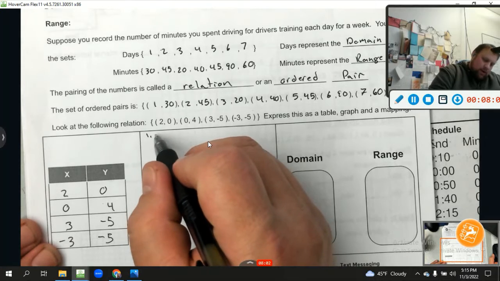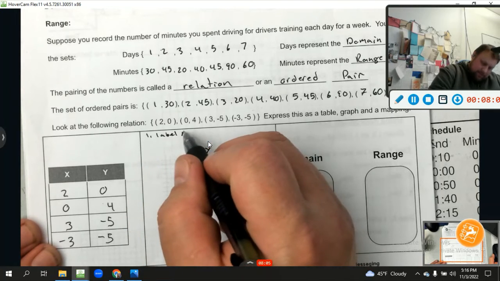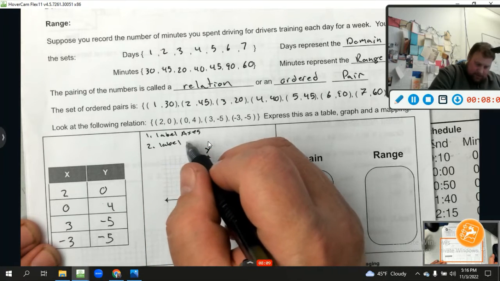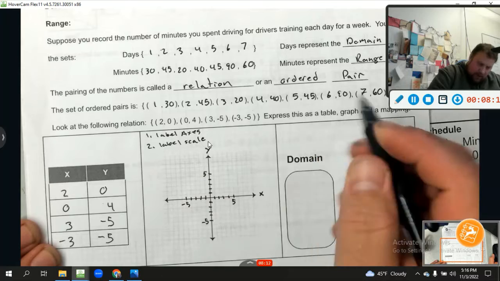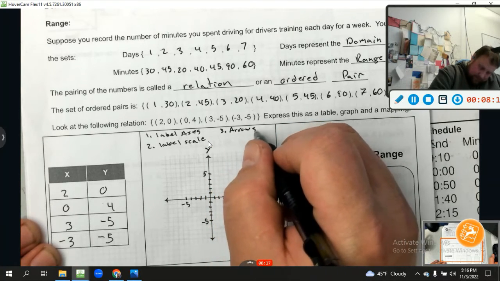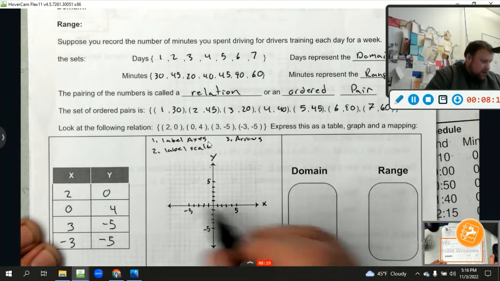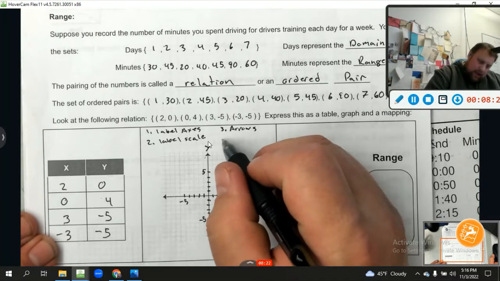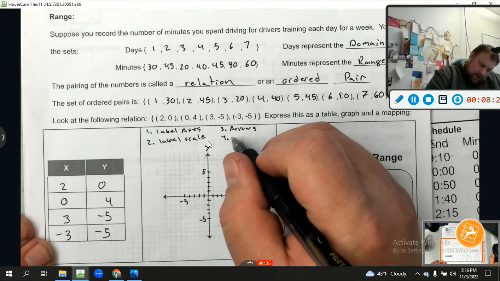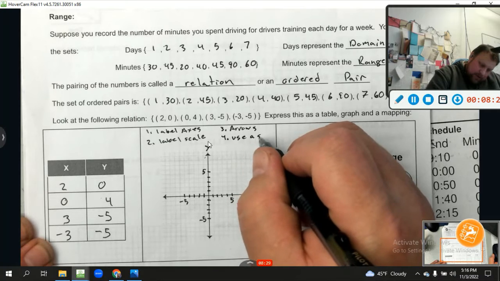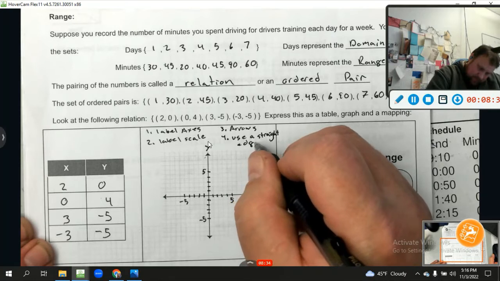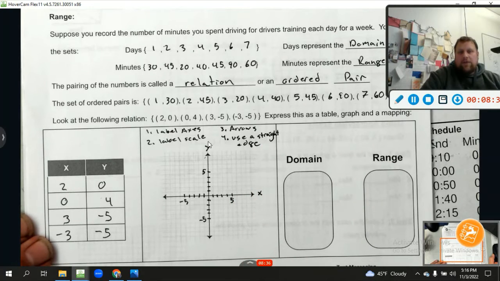So, 1, label the axes. 2, label the scales. 3, arrows. There's already arrows on the end of each of these, but I always want those included. And when you draw a line, use a straight edge. If it's a curve, then you're going to have to do that to the best of your ability.